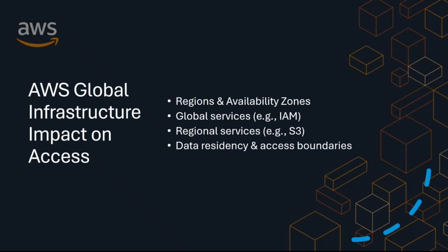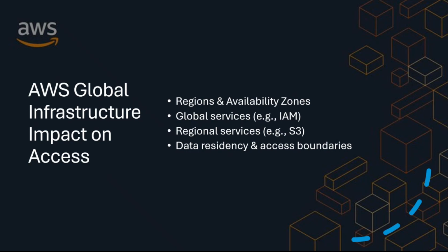AWS global infrastructure matters when designing secure access. IAM is a global service, that is, your users, roles, and policies apply to all regions. But resources like S3 buckets, EC2 instances, and RDS databases are regional, so permissions must reference the region-specific ARNs. You must understand which services are global versus regional, especially when designing secure access models that span regions, workloads, and environments.